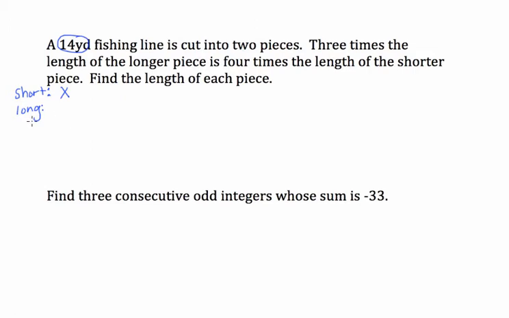So then, how could we name the shorter piece? How could we name the longer piece? Well, if the short piece is X, how would you get the long piece? You'd take 14 minus X. So anytime we say short, we're going to say X. Anytime we say long, say 14 minus X. Now let's make this sentence into an equation.